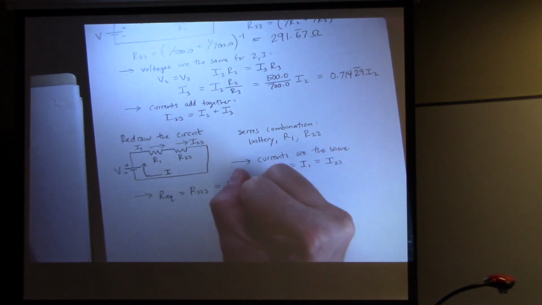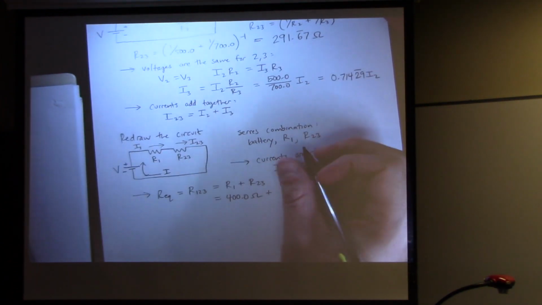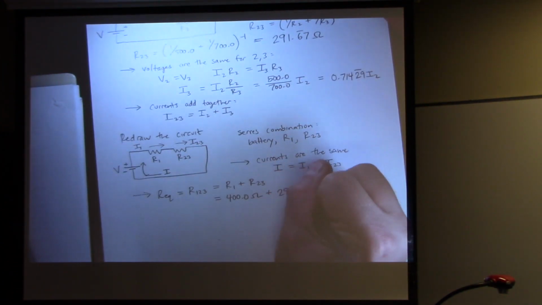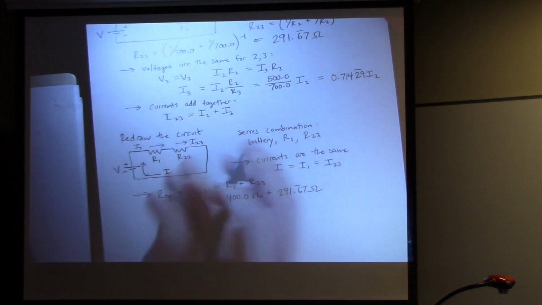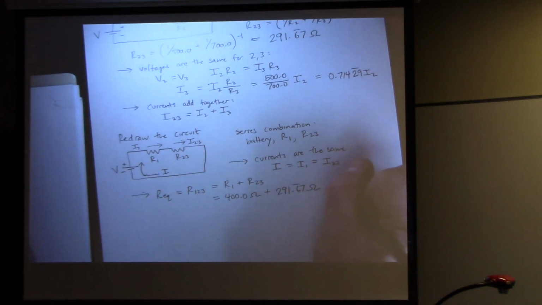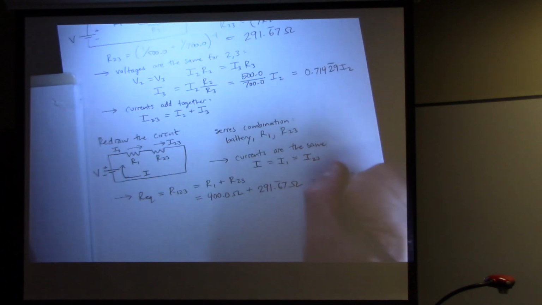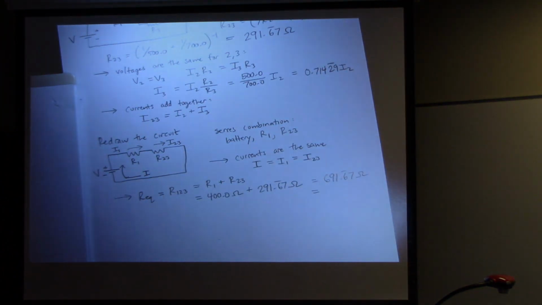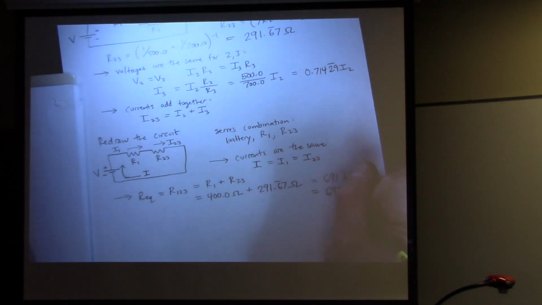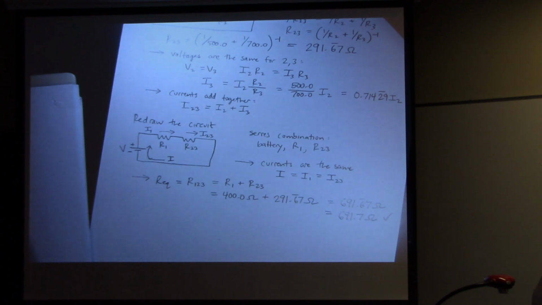This is going to be 400 ohms for R1, added to 291.67 ohms, which we found earlier is R2,3, giving us an equivalent resistance of 691.67 ohms. And to the correct number of sig figs, which I guess would be 4 here, is 691.7 ohms. So the equivalent resistance for the entire circuit has been found.